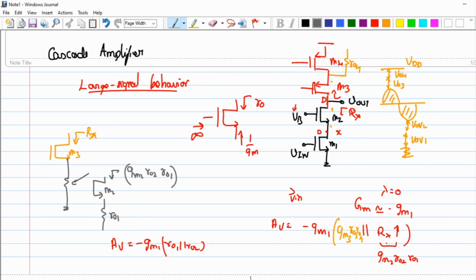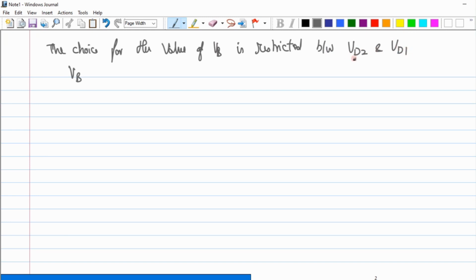I'll just state whatever I said at the beginning. That is, now because of this restriction, I have to carefully choose my VB value. Even if you choose carefully, somewhere I'll be losing this swing. Okay, so now is there any way by which I can get rid of this issue?